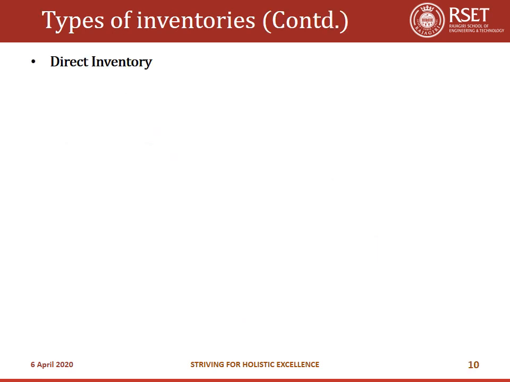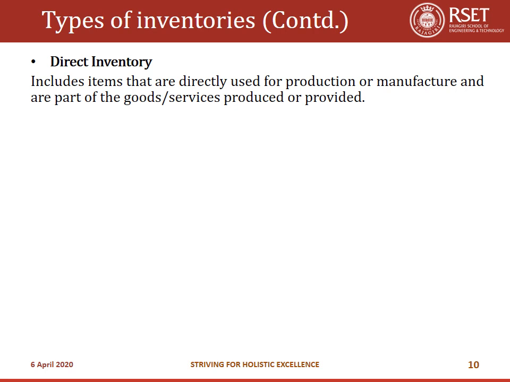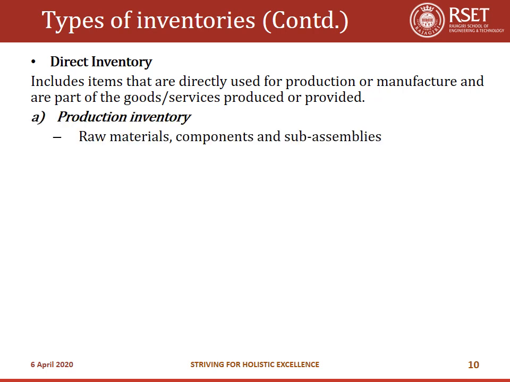So direct inventory, you just saw the subdivisions of direct inventory. It includes all the items that are directly used for production or manufacture and are part of the goods or services produced or provided. That is, you use those materials for the manufacture, and the material that you're delivering to your customers, these materials form a part of those products.